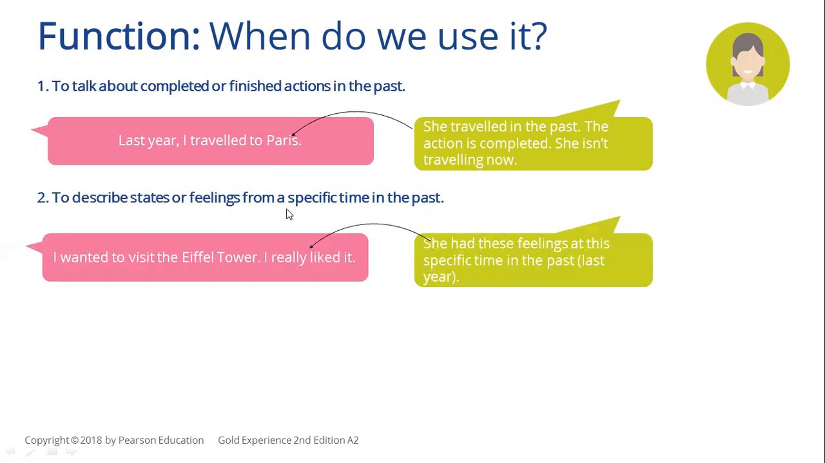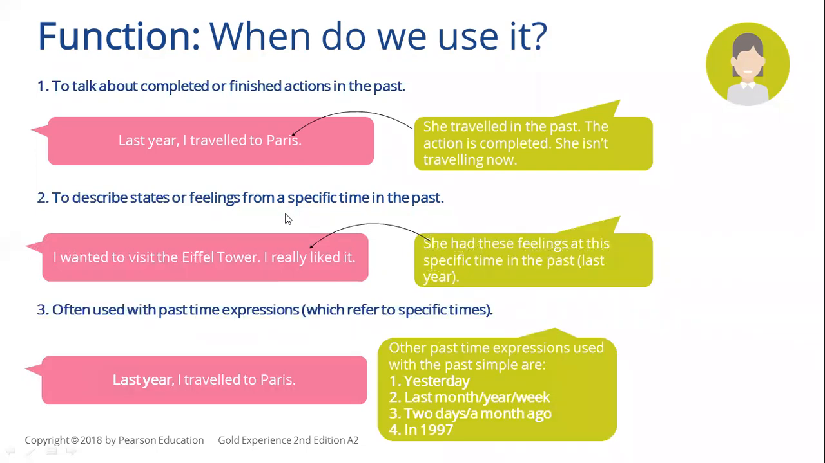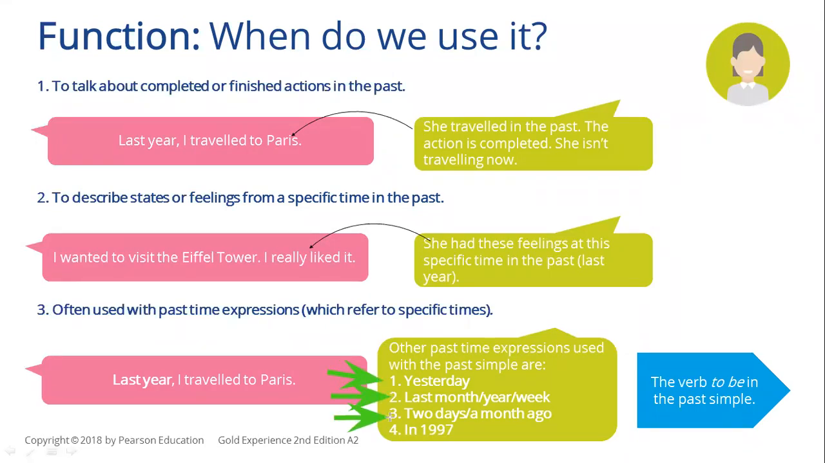Finally, we often use past time expressions which refer to specific times. For example, in every question, we normally use ones like yesterday, last month, last year. As you can see, I'm going to show you here: yesterday, last month, two days ago, a month ago, or in a specific year. These are the ones that are going to tell you when a sentence is in past simple.